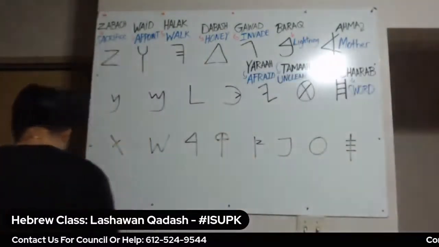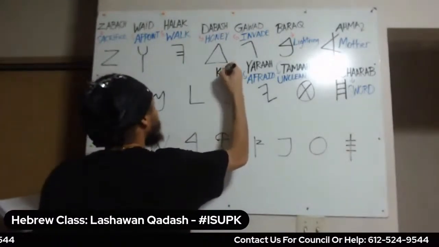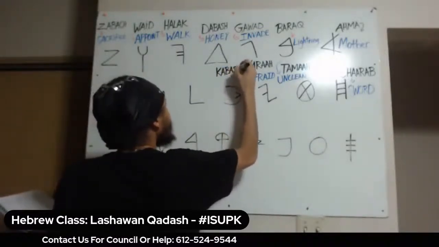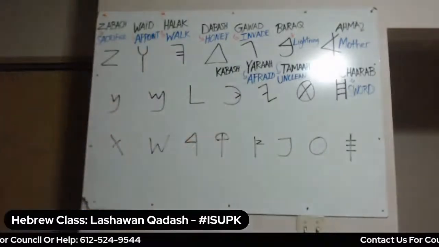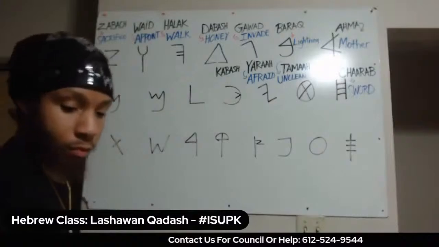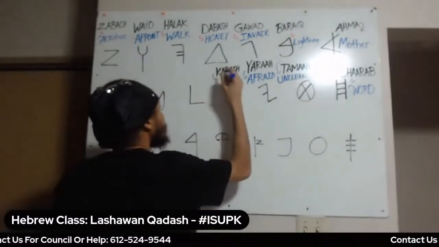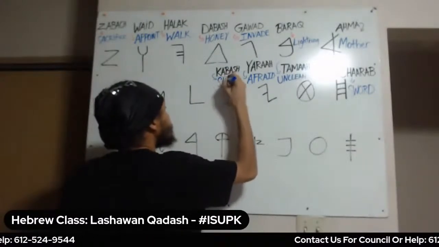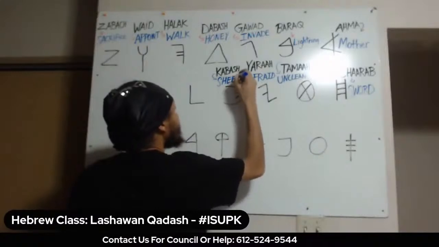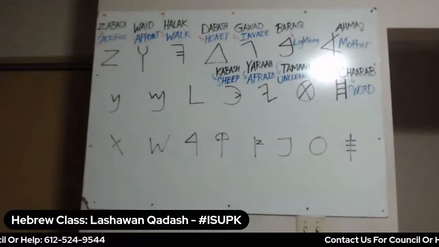Ka. The word is kabash. Kabash. It means sheep in Hebrew. Kabash.